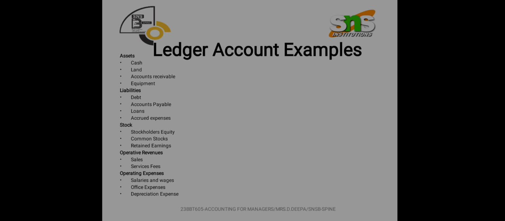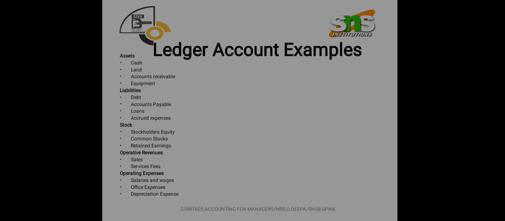And ledger account examples. Assets means we can say cash, land, accounts receivable, equipment. We can consider all these things as assets, right? And liabilities, debt. Liability is something, a debt which we are in a position to pay. So debt, accounts payable, loans to be paid, accrued expenses, all the expenses we are in a position to pay. Okay, and stock. So stockholders equity, common stocks or even retained earnings we can consider.